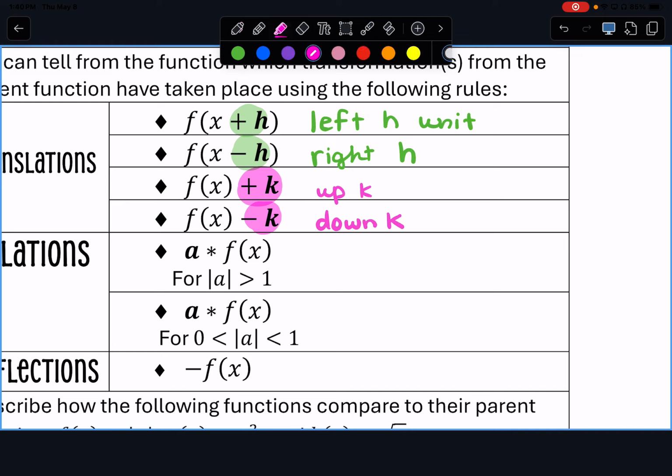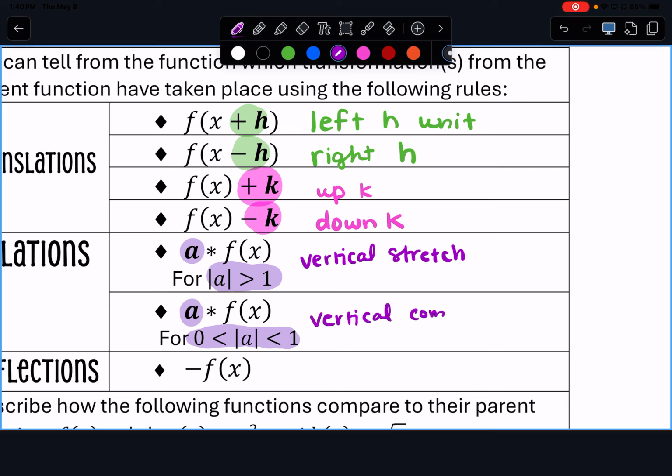Now, if we have an A multiplied in the front, it causes either a vertical stretch or a vertical compression. If A is bigger than 1, like 2 or 3, what's going to happen to it? It will be a vertical stretch. And if A is between 0 and 1, it's going to be a vertical compression.